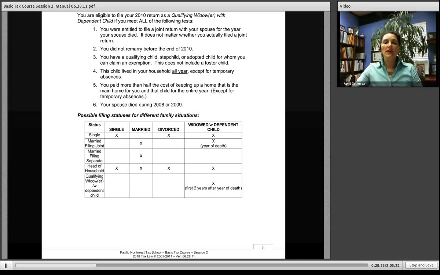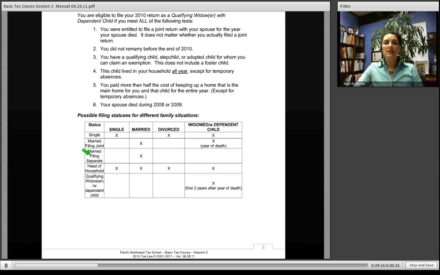So here are the possible filing statuses for different family situations. So this is the status choice: single, married filing joint, married filing separate, head of household, qualifying widow or widower with dependent child. And these are the actual marital situations or family situations in which you might live. If you are single, divorced, or a widow with a dependent child, you are eligible for the single filing status. If you are married filing a joint return, the only way you can choose that status is if you are actually married, or if you are a widow or widower in the year your spouse died.